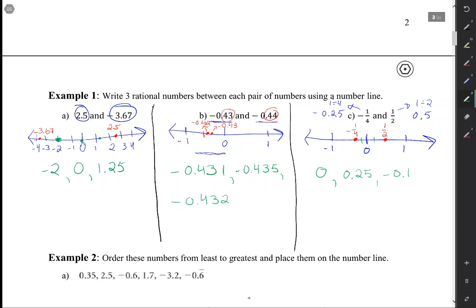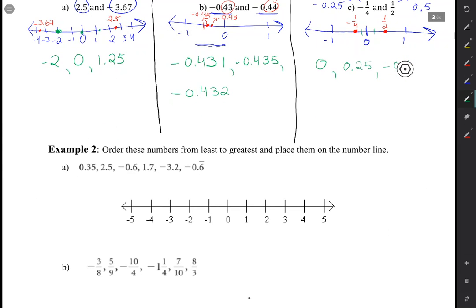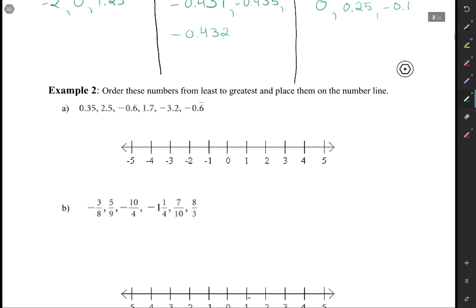Okay, so you really got to get used to working with these decimal numbers here and knowing where they fall on a number line. Here's another example. Order these numbers from least to greatest and place them on the number line. So here's a little more practice. Okay, so 0.35. So that isn't quite 1, and that's not quite 1/2. So I would say that's approximately here. 0.35.